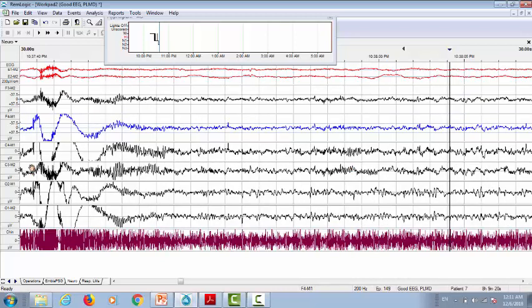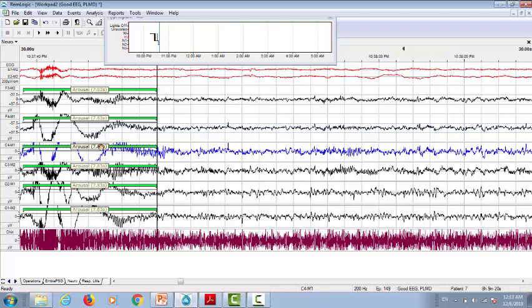Here, there is an arousal. And arousal is an indication to stop scoring N2. So after the arousal, we have slow eye movements and we have LAMF that makes more than 50% of the entire epoch duration. So this epoch should be scored as N1.